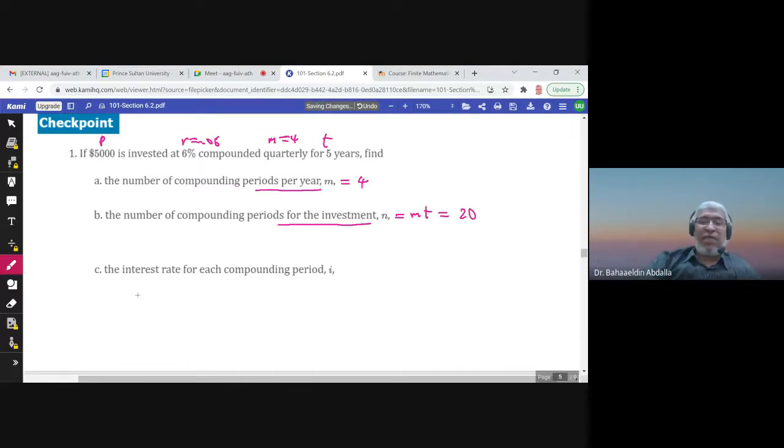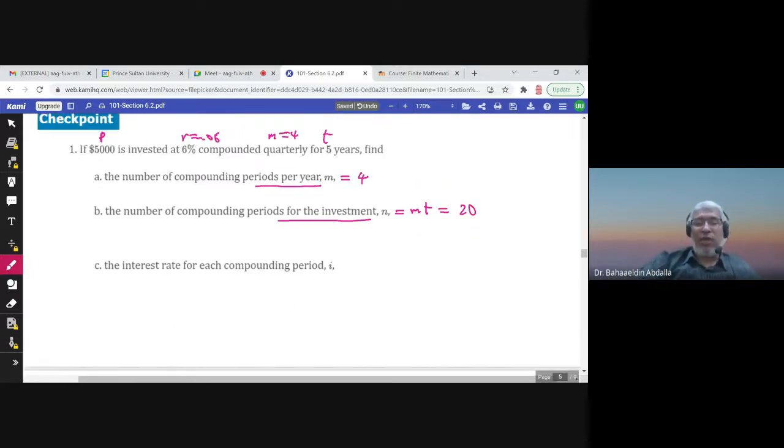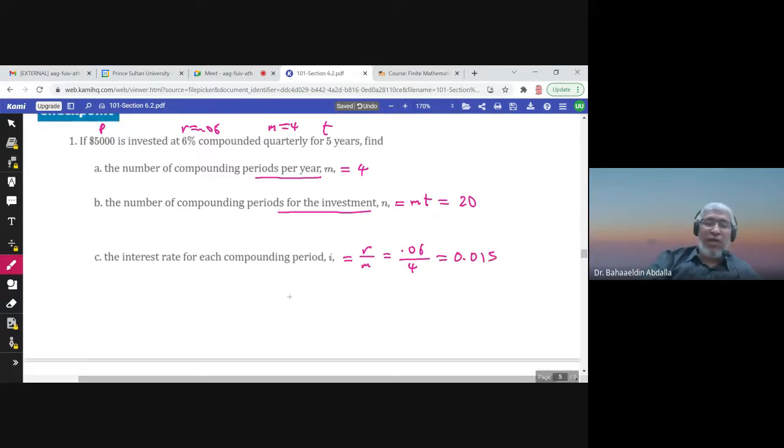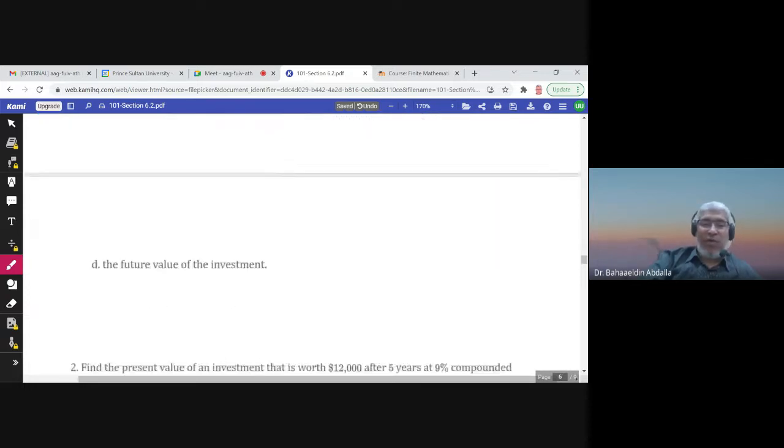The interest rate for each compounding period, I, well, I is R over M. R is 0.06. This is yearly, but if it is compounded quarterly, then I would be 0.06 over 4, or 0.015. So this would be the interest rate per period.